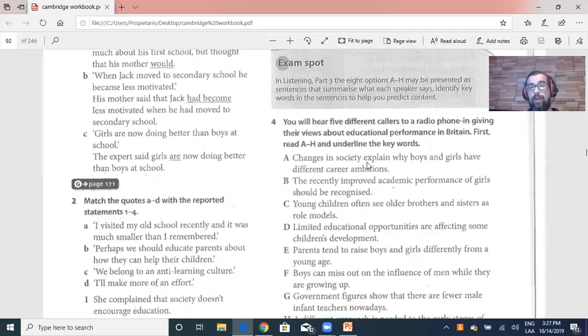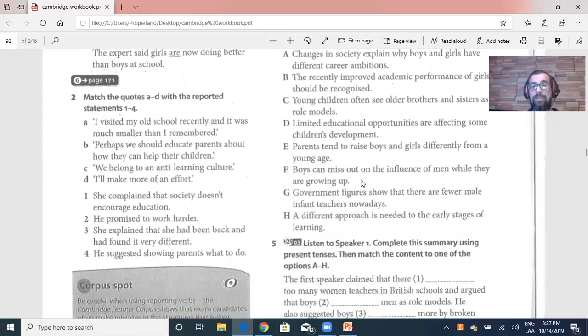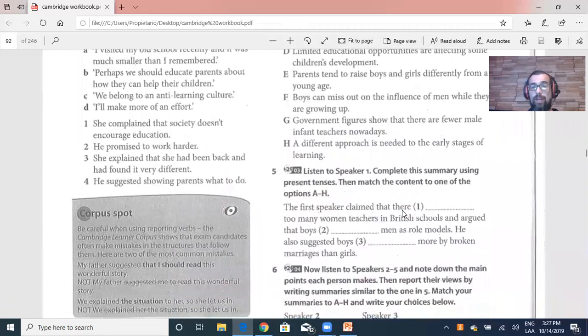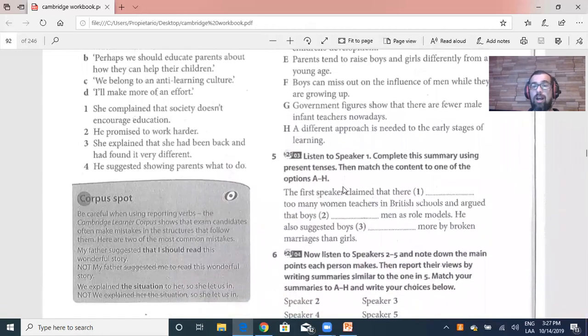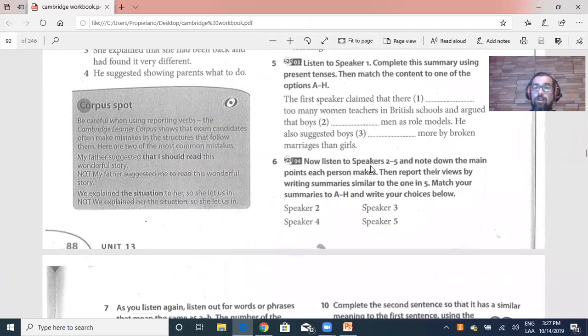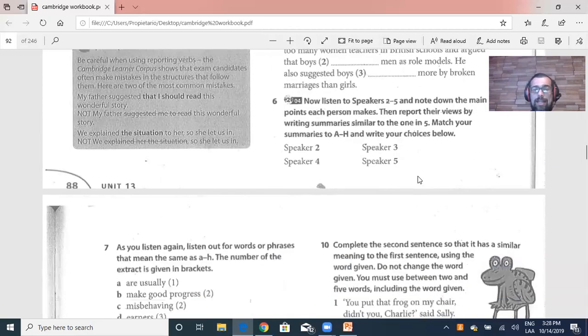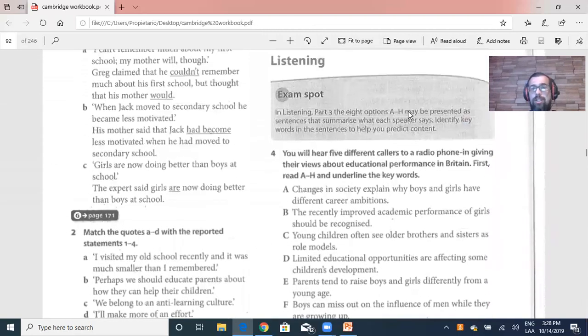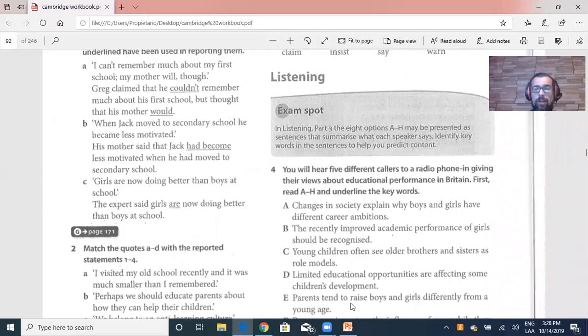We're going to be reading this part first, and then it says listen to speaker one. Complete this summary using present tenses. Then match the content to one of the options A to H. So that's prior to the real part of the test, which is this one that says now listen to speakers 2 to 5 and note down the main points each person makes. Then report their views by writing summaries similar to the one in 5. Match your summaries to A to H and write your choices below. So let's work on this listening part so that you can work on that for a moment, and we will continue with the lesson after this listening part.